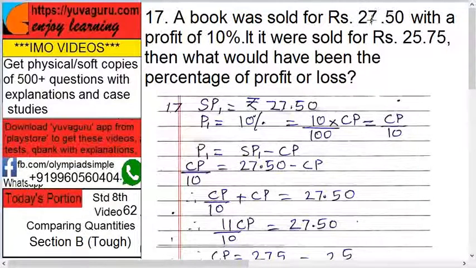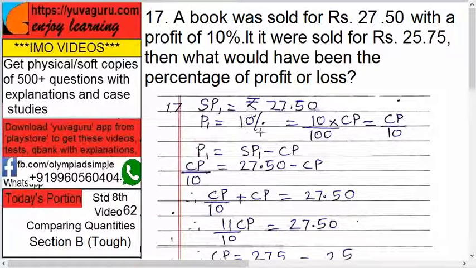So SP1 is 27.5, SP2 is 25.75. So let's solve. SP1 equals 27.50. Now profit given is 10%. But what is profit? Profit equals 10 upon 100 into CP, cost price, right? Means how is the profit calculated? See this, profit percentage is 10%.